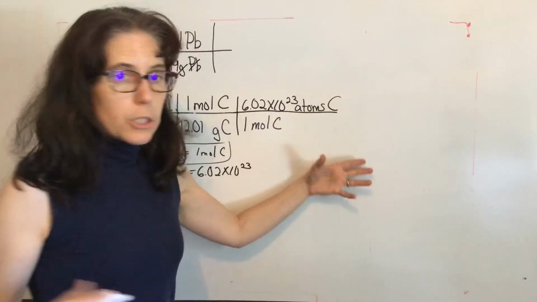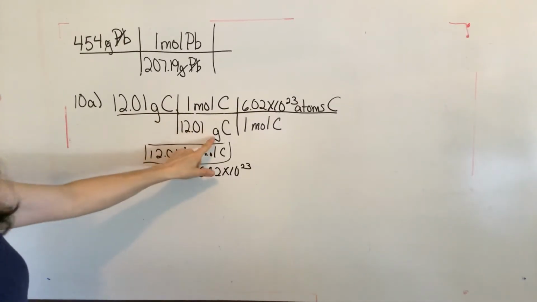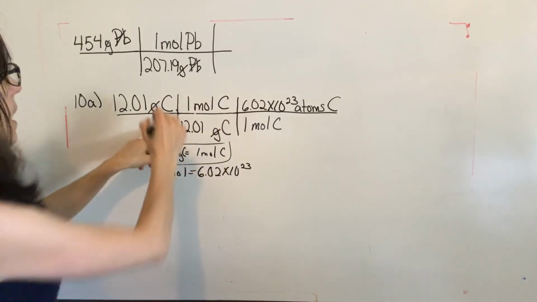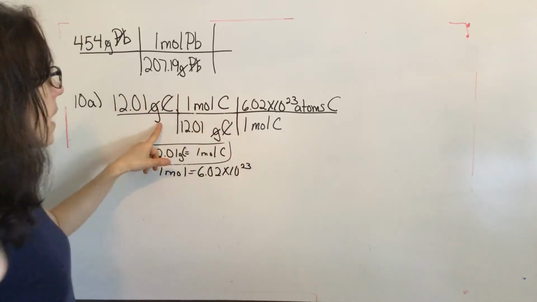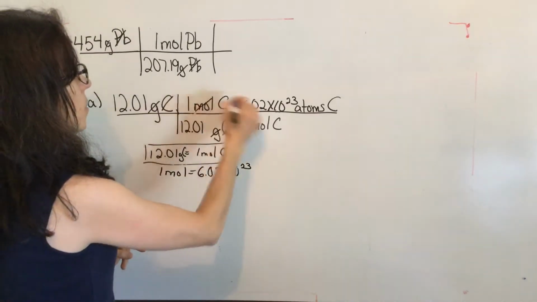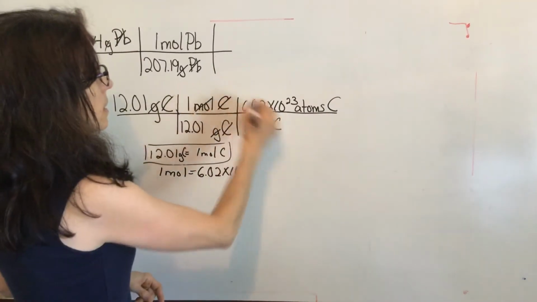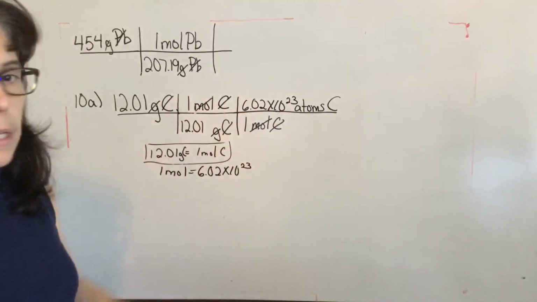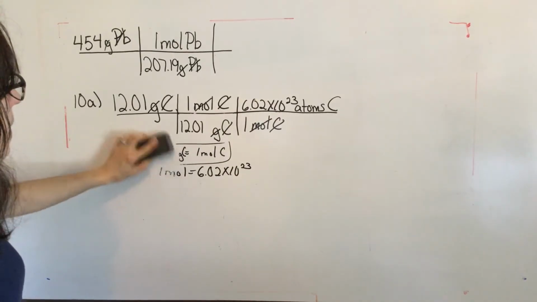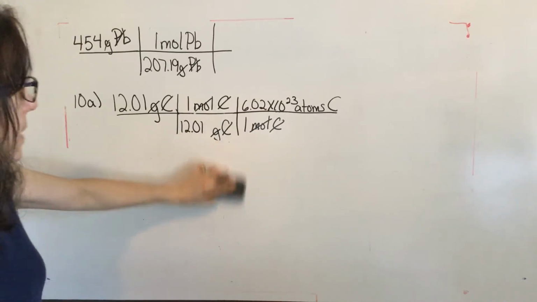All right, and then we're just going to check to see if our setup is good. First thing I can cancel out are the grams, top and bottom, and the carbon, top and bottom. Second thing I can cancel out is the mole type of quantity, top and bottom, and the carbon substance. All right, so that's our setup for 10A. It is also the setup for 10B and C.